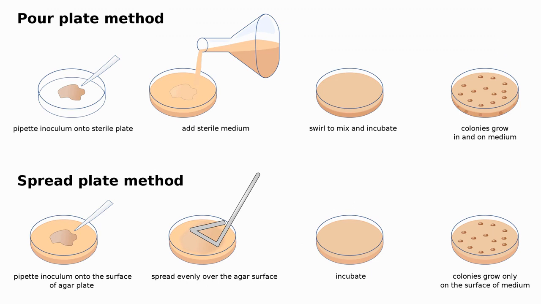In the pour plate method, we pipette the inoculum into the sterile plate and add sterile medium into the plate. The plate is swirled and mixed and then incubated. The bacterial colonies grow in and on the medium. In the spread plate method, we pipette inoculum onto the surface of the agar plate. It is then spread evenly over the agar surface and incubated. The colonies grow on the surface and are counted.